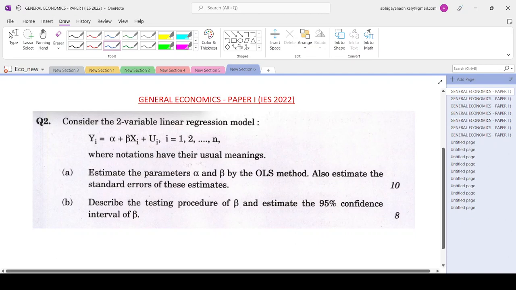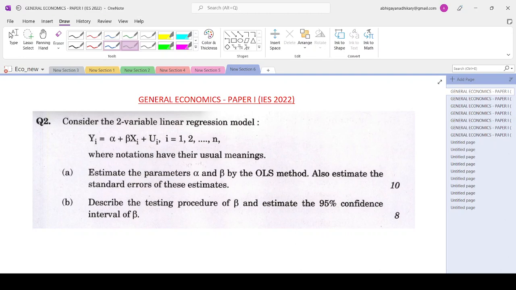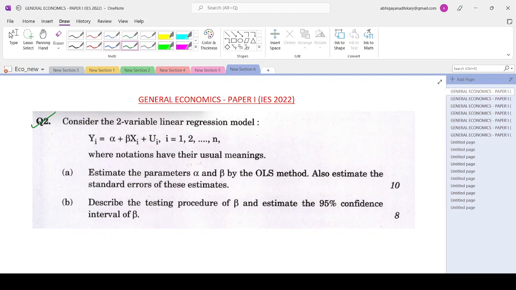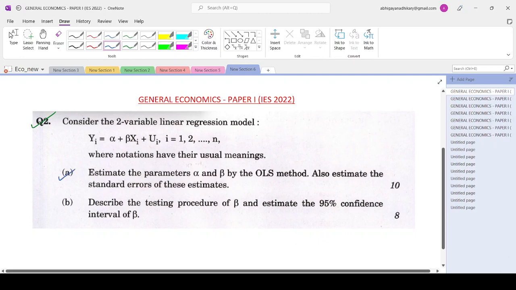Today we are looking at the General Economics paper of the IES 2022 and we are at question number 2. Consider the two variable linear regression model yi equals alpha plus beta xi plus ui, where i goes from 1 to n, where the notations have their usual meaning. Estimate the parameters alpha and beta by the OLS method and also estimate the standard errors of these estimates. So that's the first part of the question which we shall discuss right now.